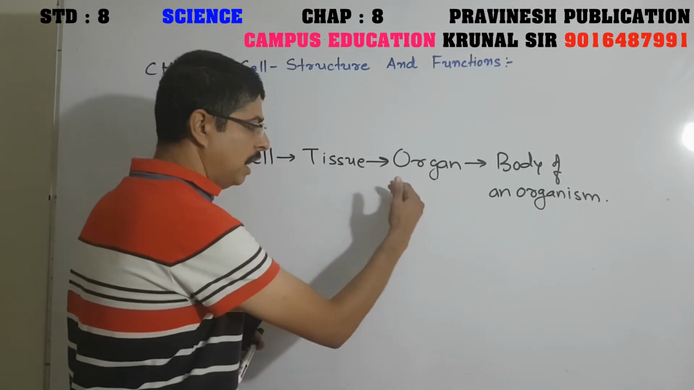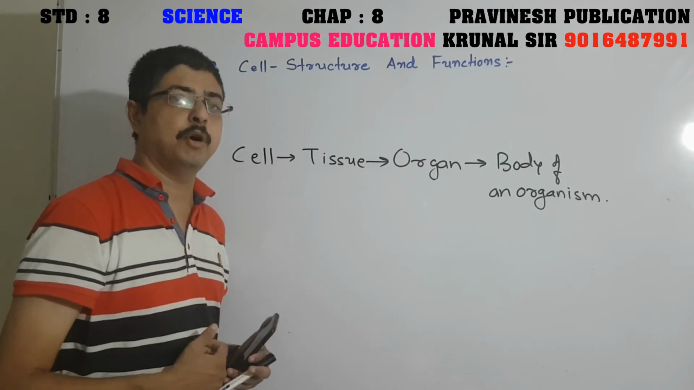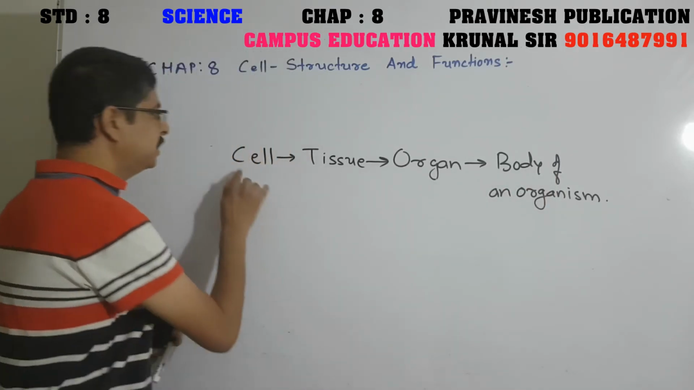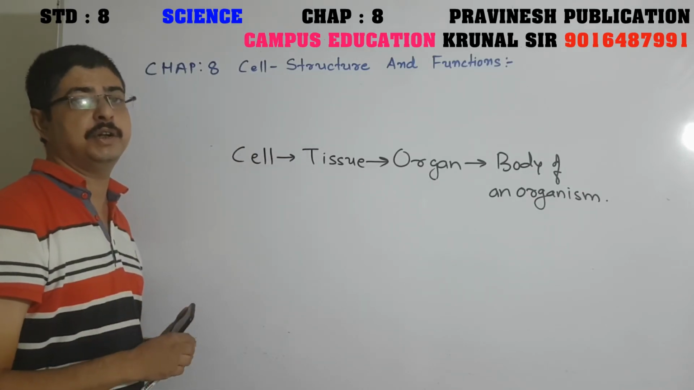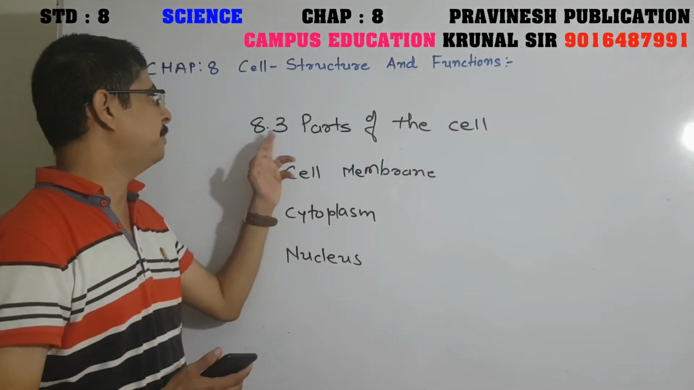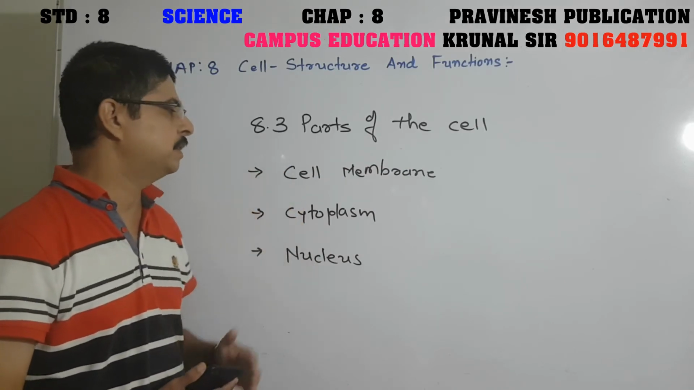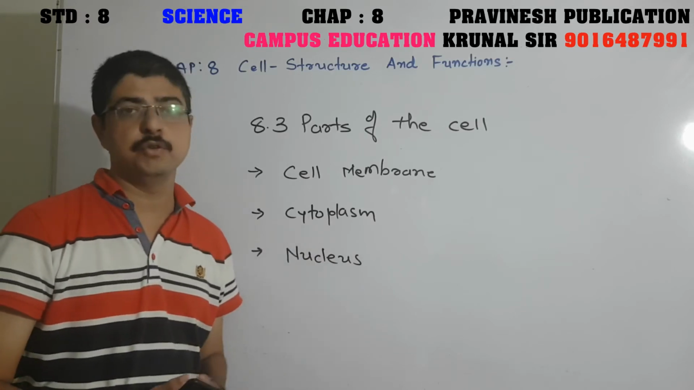Different organs like heart, kidney, lungs, etc. combine to form our body, and that is the body of an organism. So we can say that the cell is the basic structural and functional unit of every living organism. Now friends, we discussed topic 8.3, parts of the cell. We have three main parts of a cell: cell membrane, cytoplasm and nucleus.